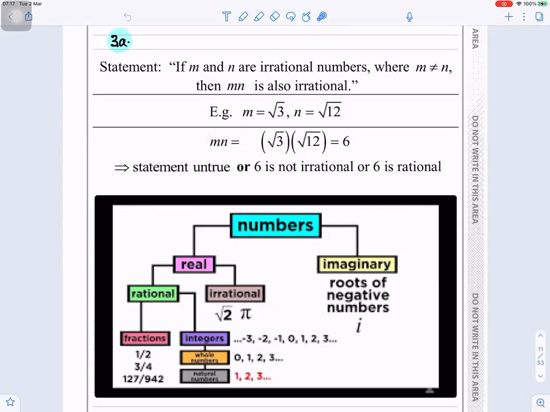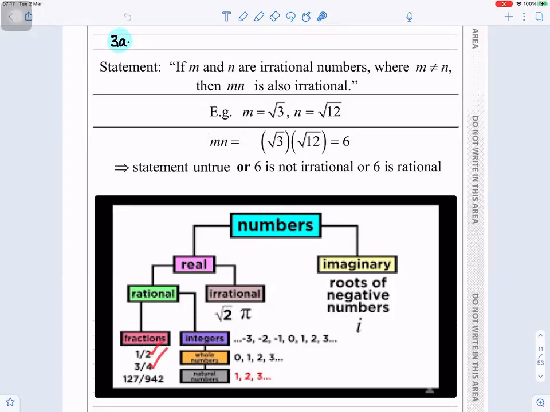And imaginary will have roots of negative numbers, which we use i. But when we come to real numbers, we can divide real numbers again into rational and irrational. Irrational will be things like root 2 and pi, and also root 3, root 12. And under rational numbers, you can divide them into fractions and integers.